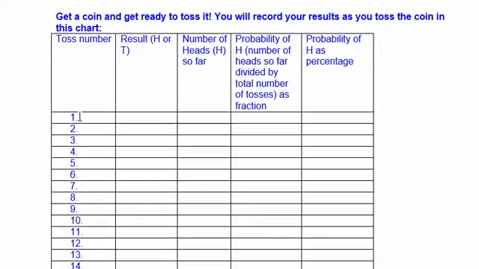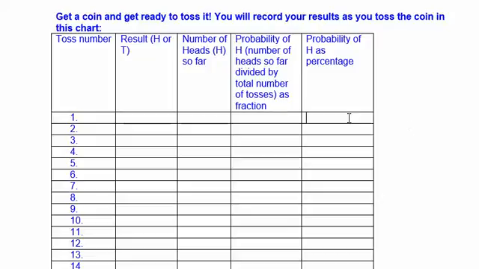So the toss numbers: our first toss would be number 1, and I'm going to write H or T depending on what I get here. Then I can get either a 0 or a 1 for number of heads so far. And then the probability of H, that's the probability of getting a head. That is the number of heads you got so far, which is either going to be 0 or 1 for the first time, divided by the total number of tosses, which is going to be 1. That gives me the probability as a fraction.